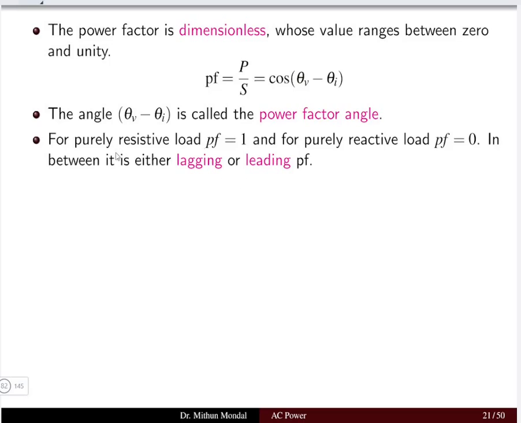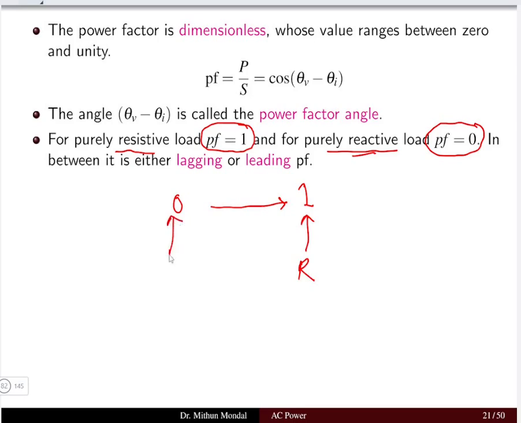If you have a pure resistive load, meaning there is no inductive effect or capacitive effect in the load, then the power factor will be unity. Whereas if you have a pure reactive load, that is either an inductor or a capacitor, then the power factor will be 0. That is the reason we say that power factor lies from 0 to unity. Unity means the load is purely resistive, whereas 0 power factor means the load is either inductive or capacitive.